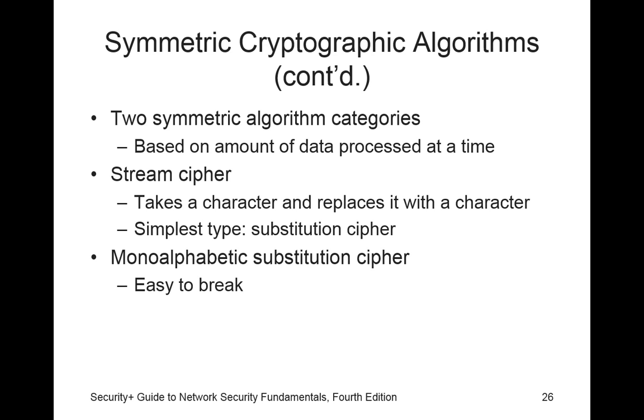Two symmetric algorithm categories, based on the amount of data to process at a time. You basically have two different types of ciphers. You have the stream cipher and then the monoalphabetic substitution. All right.